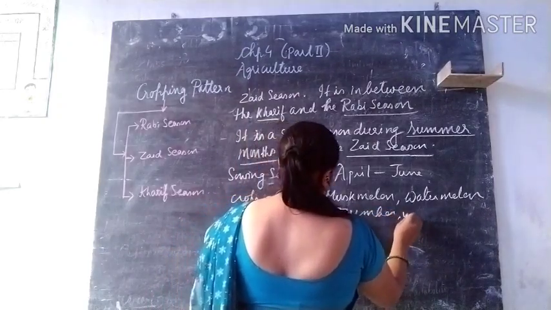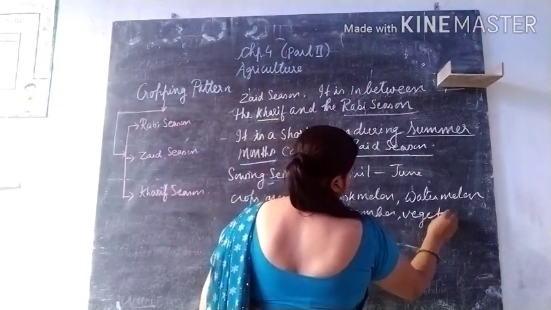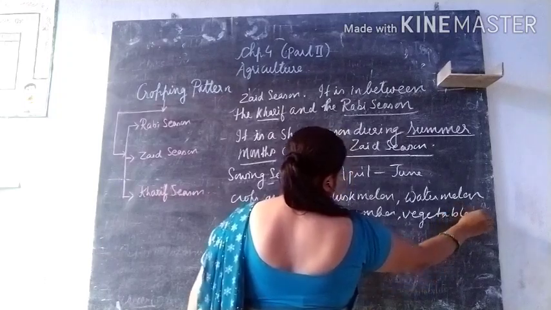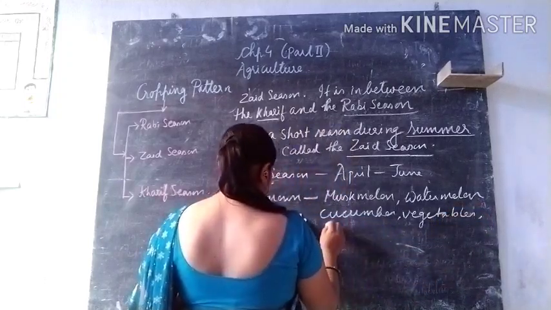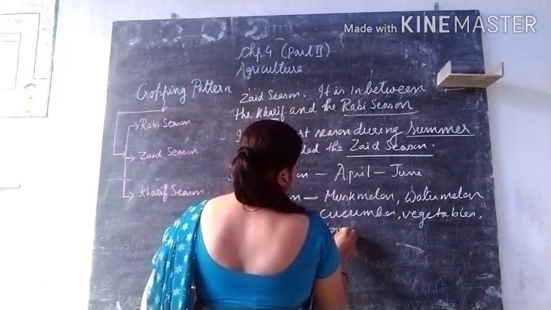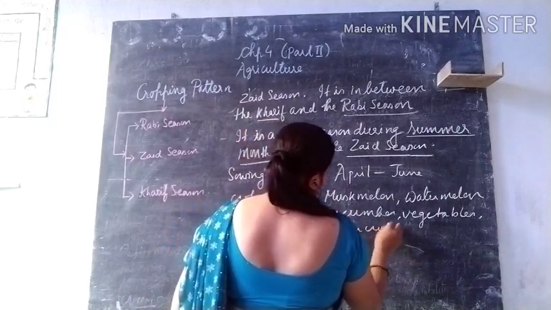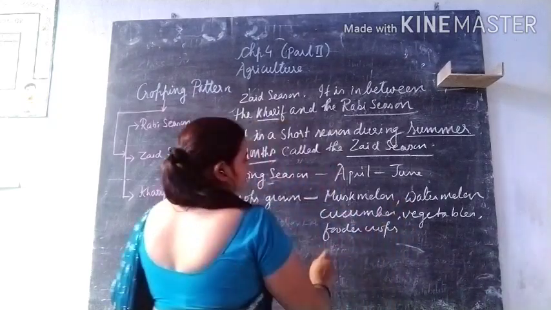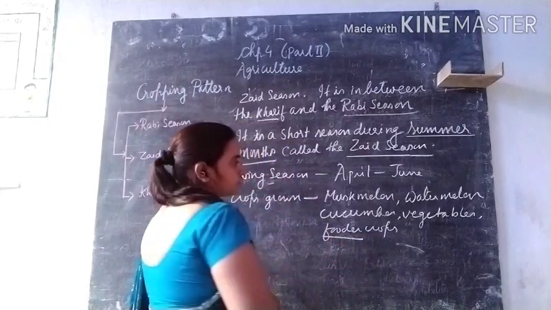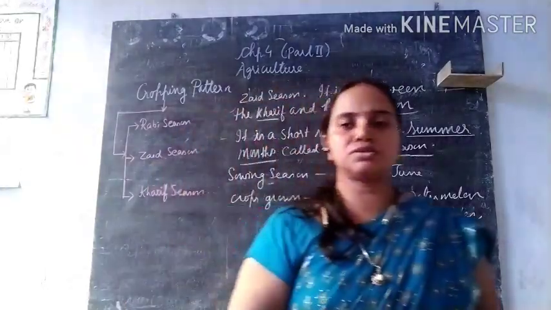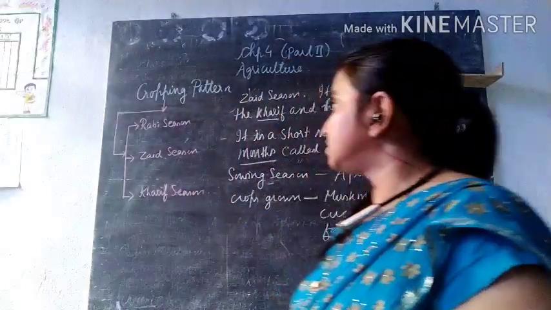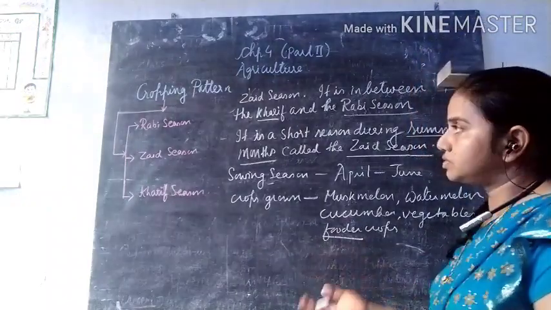Okay, we have vegetables. Various vegetables also grow during this season, and then we also have different food crops. Food crops, the crops which are used for feeding the animals, are known as fodder crops. So these are the different cropping patterns which we have just discussed.